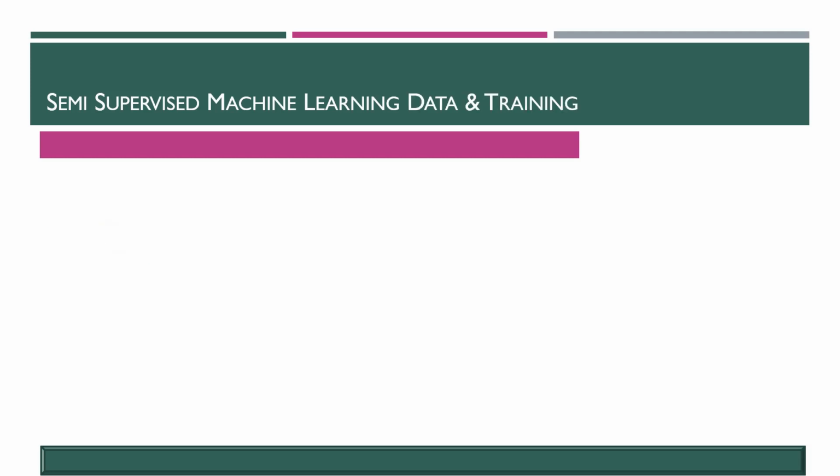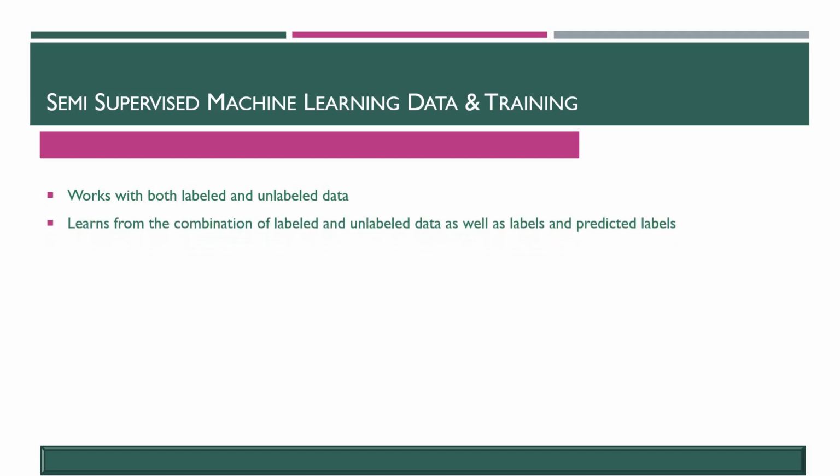Let us recall that a semi-supervised machine learning algorithm works with both labeled and unlabeled data, and it uses both labeled and unlabeled data as well as their labels for the prediction and classification.